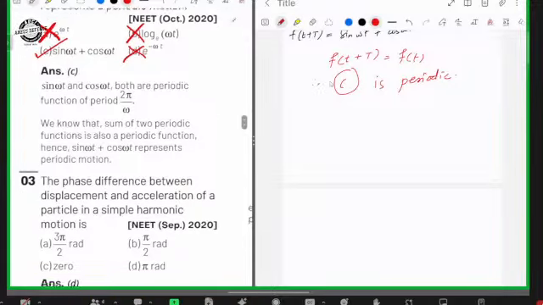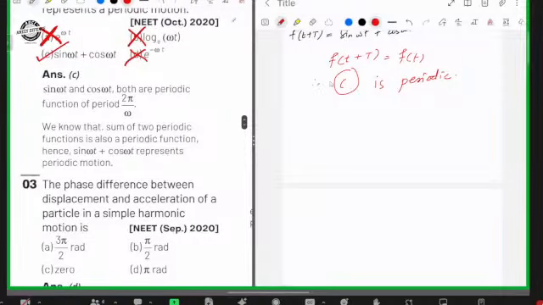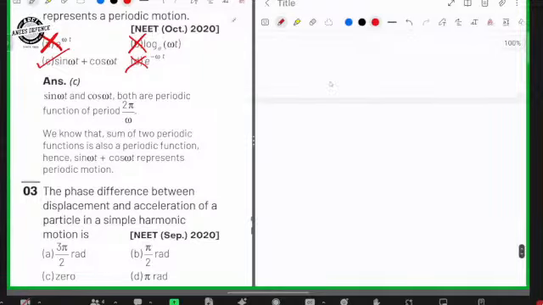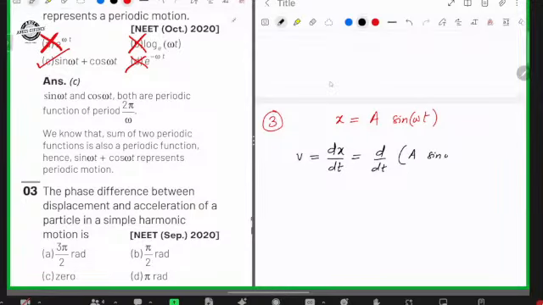The question: the phase difference between displacement and acceleration of a particle in simple harmonic motion is. Now we have to calculate the phase difference between acceleration and displacement. So what is the equation of displacement? We remember the equation of displacement is x is equal to a sine omega t. Correct? If I differentiate it to calculate dx by dt, I will get velocity. So let's differentiate it. d by dt of a sine omega t. What is d by dt of a sine omega t? It is a omega, since differentiation of sine omega t is cos omega t.